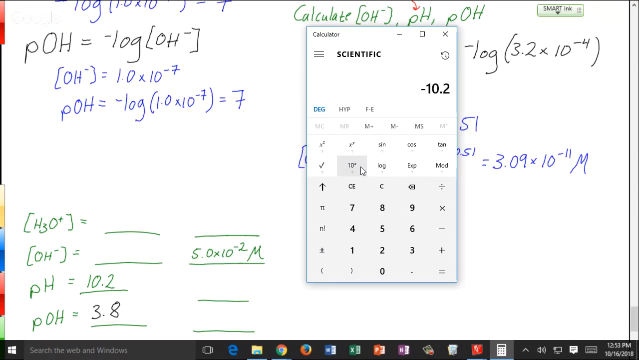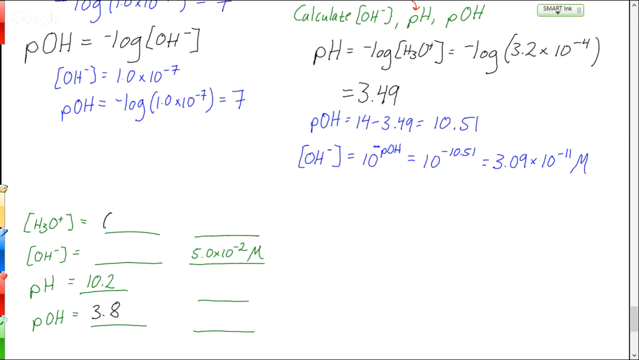subtract from 14, because the pH and the pOH always have to add up to 14. So if we have one of them, we get the other one by subtracting from 14. All right, so then we take that, make a negative of it, and raise to the power of 10. And we get 6.31 times 10 to the minus 11. And that's a molar concentration.